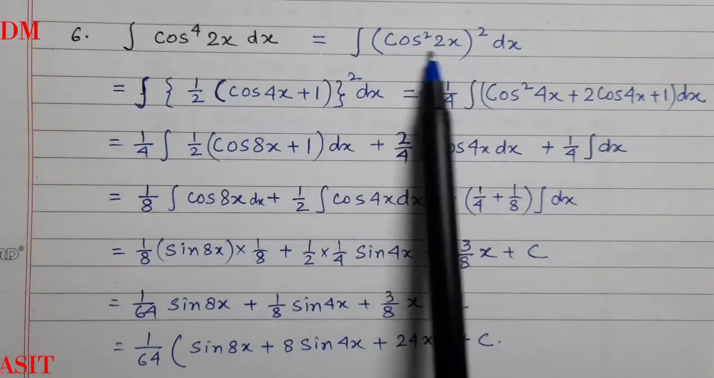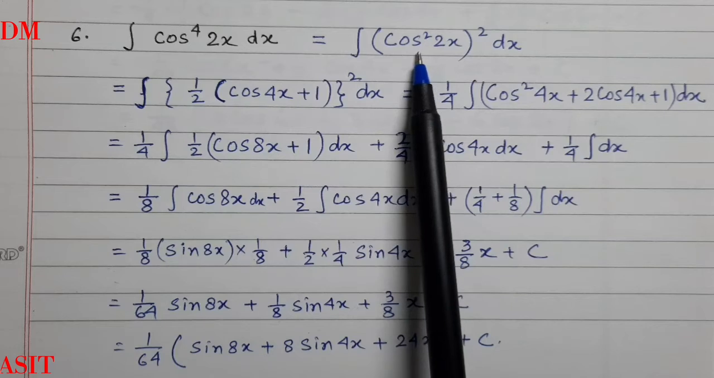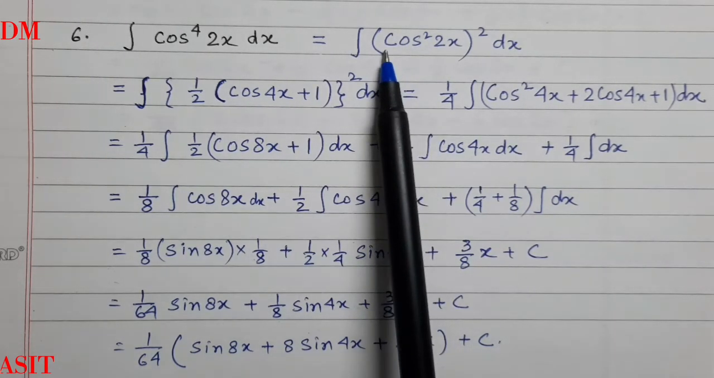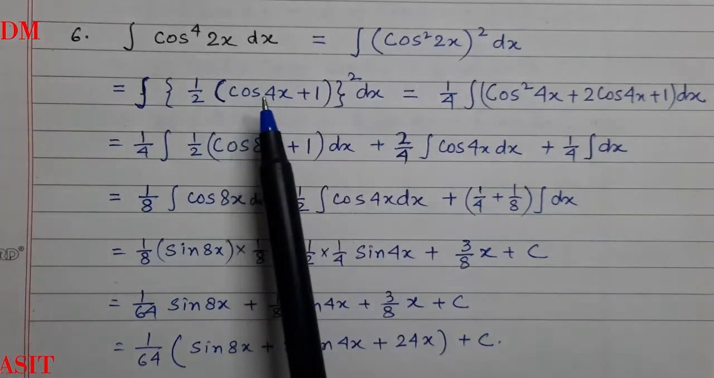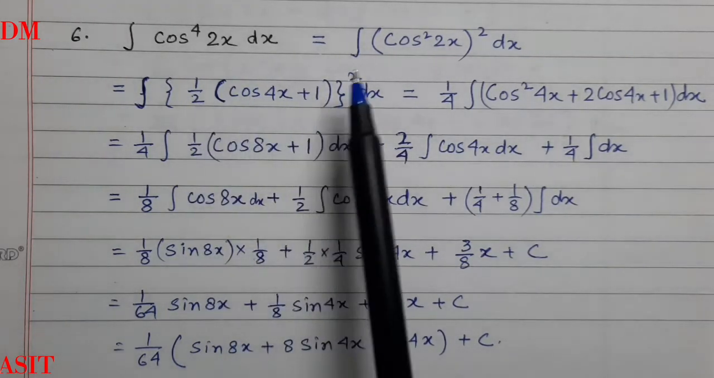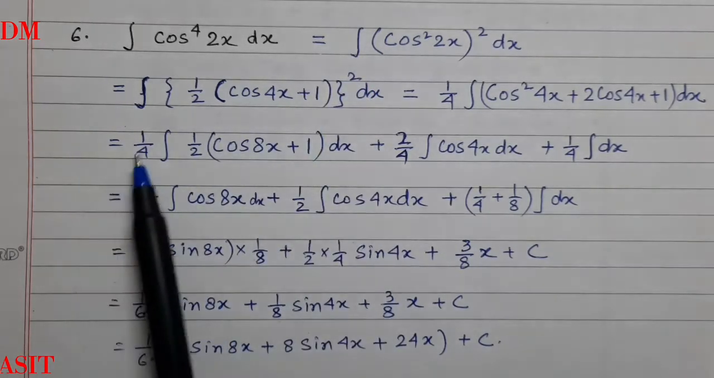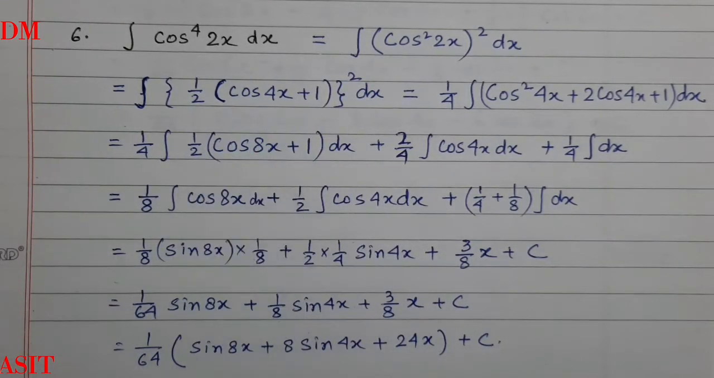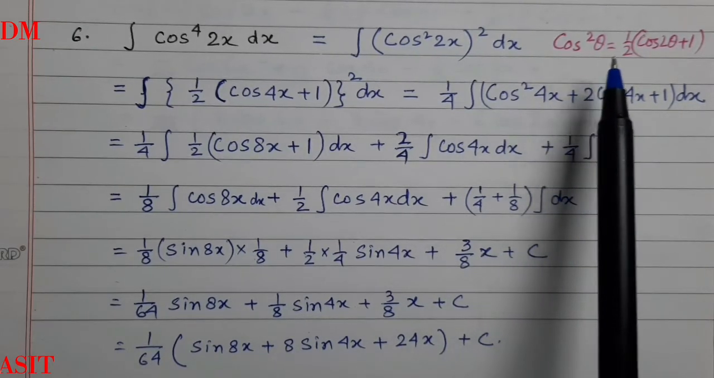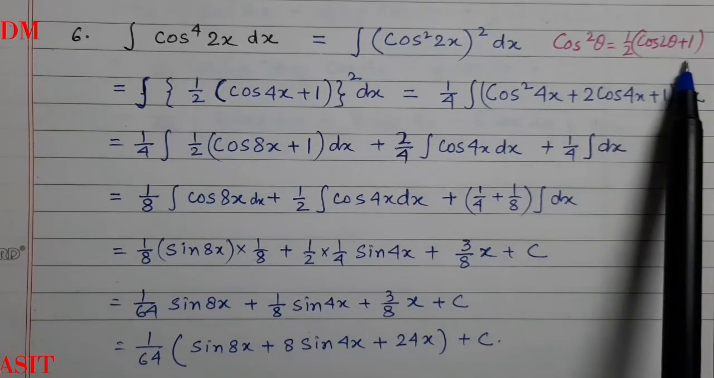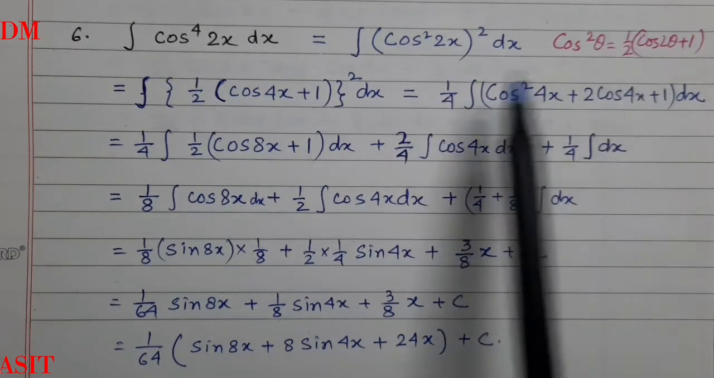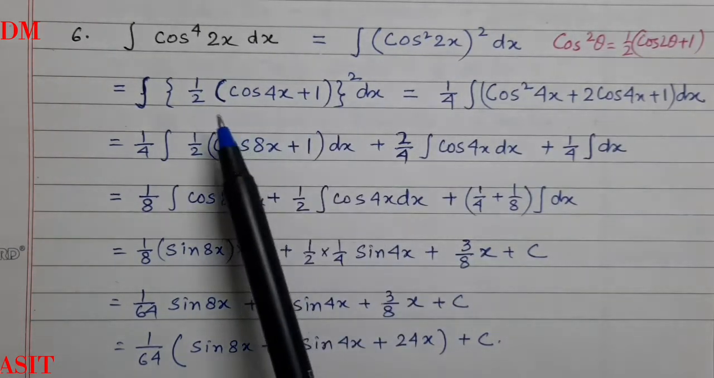Now again we are going to apply the trigonometric formula here. So the formula was what? 1 by 2 (cos 4x plus 1) whole square dx. This is a formula. Let me write the formula here. The formula is cos square theta equals half of (cos 2 theta plus 1). So here since theta is 2x, cos 2 theta will become cos 4x, so (cos 4x plus 1) whole square.